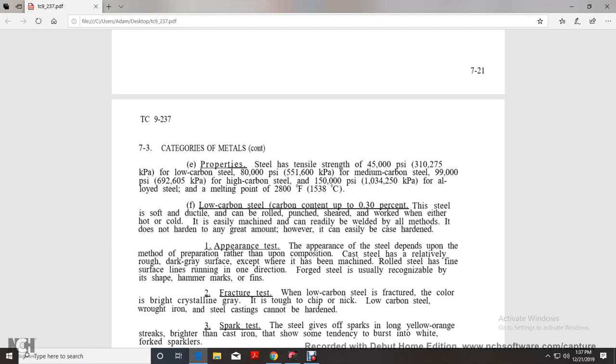Appearance test: this depends upon the method of production rather than upon the composition. Cast steel is relatively rough, with a dark gray surface unless it has been machined. Rolled steel is fine, with surface lines running in one direction. Forged steel is usually recognizable by hammer marks and fins.